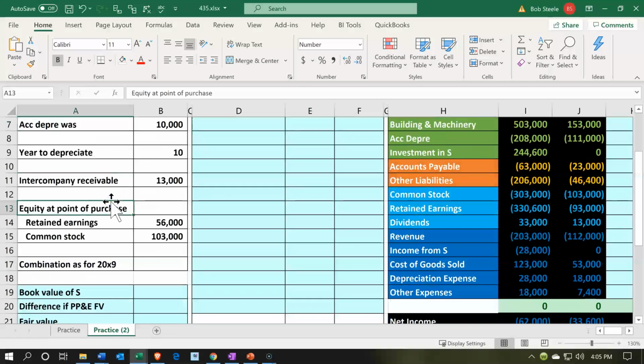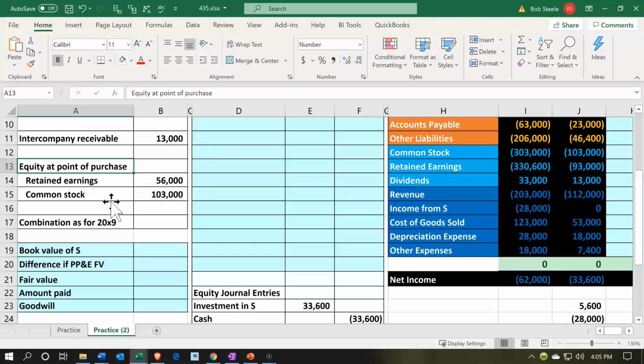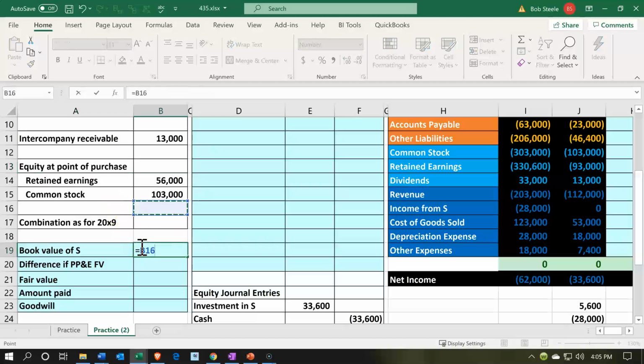Okay, so let's go through and think about our calculation down below for the goodwill that we would typically calculate. So if the book value is, let's do the sum formula, let's say, equals the sum of these items.